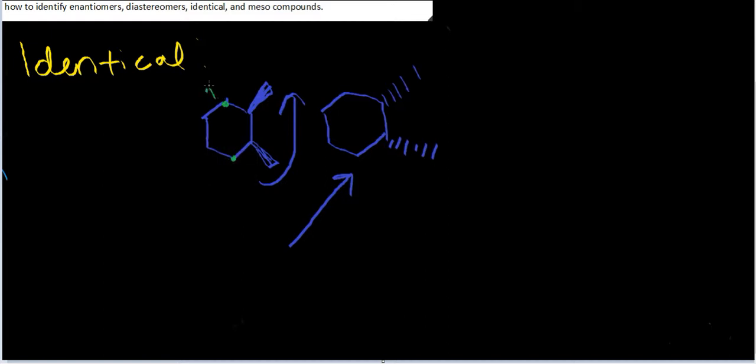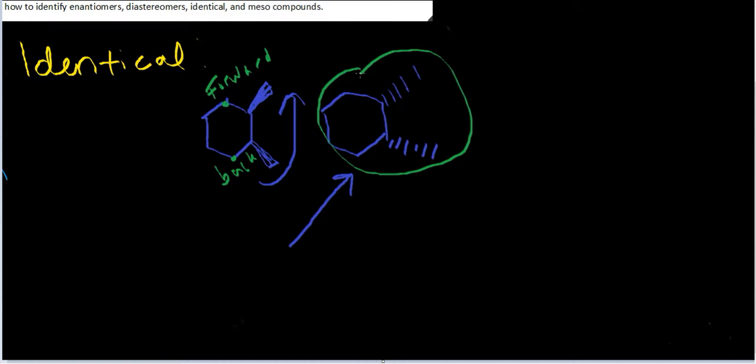So this is coming forward, and this one is going back. Okay, that will give you this structure right here. So it's the same no matter which way you flip it. If you rotate it 360 degrees, if you rotate it 180 degrees, both of these pictures will give you the same exact molecule. Okay, so hopefully you can understand that.